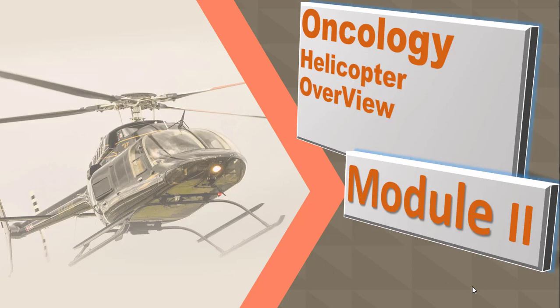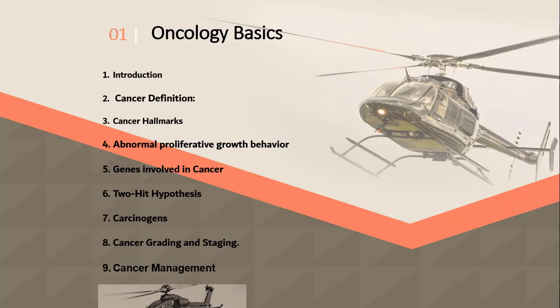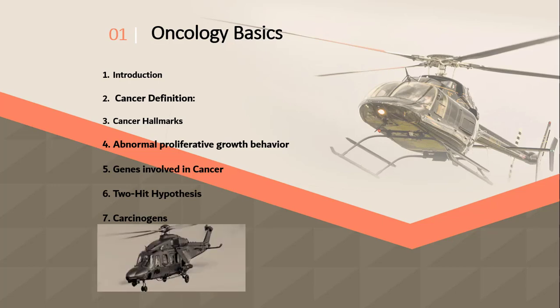Now we're gonna discuss Oncology Helicopter Overview, Module 2. In Module 1, Oncology Basics, we've discussed the introduction, cancer definition, cancer hallmarks, abnormal proliferative growth behavior, genes involved in cancer, the two-hit hypothesis, carcinogens, cancer grading and staging, and cancer management.